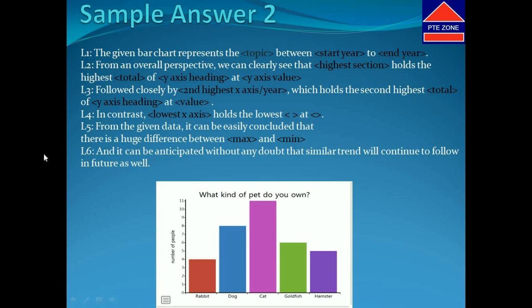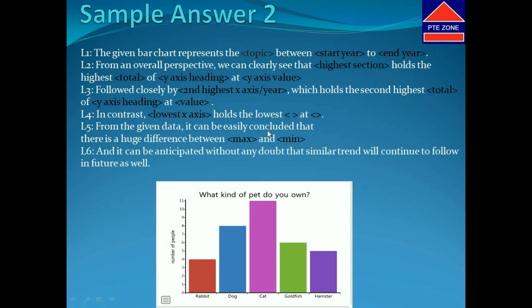From an overall perspective, we can clearly see that cat is owned by highest number of people. So I have not spoken all these things. I've just said cat is owned by highest number of people, followed closely by dog, which is owned by second highest number of people, right? In contrast, rabbit is owned by the lowest number of people.